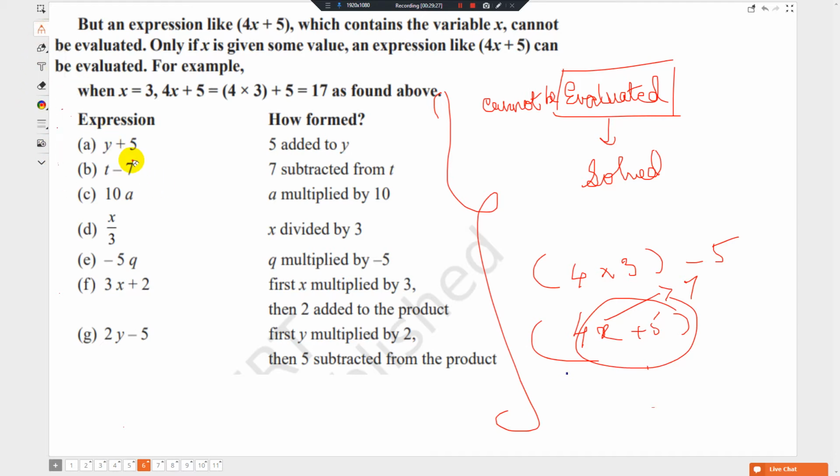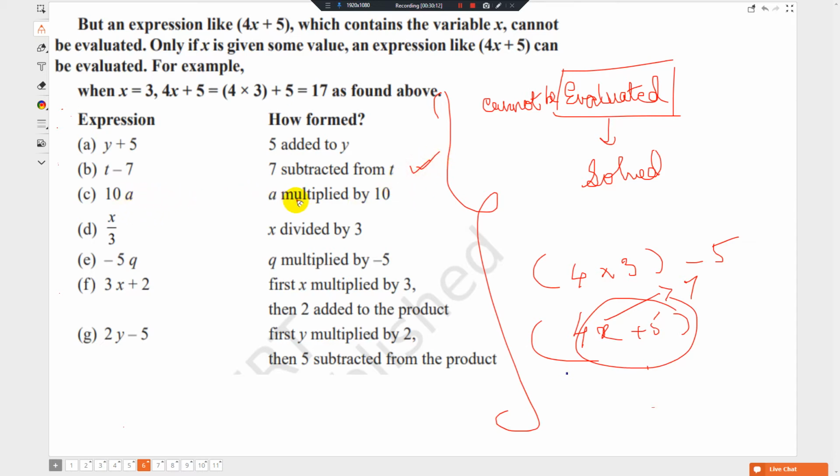See, now y plus 5. In y plus 5, the 5 is added to y. It's formed like that. And we know the changed column and not changed column. Now t minus 7, if you want to recall it, you can go to my second video, the second part of algebra. You can go and see there. Now t minus 7, 7 subtracted from t.